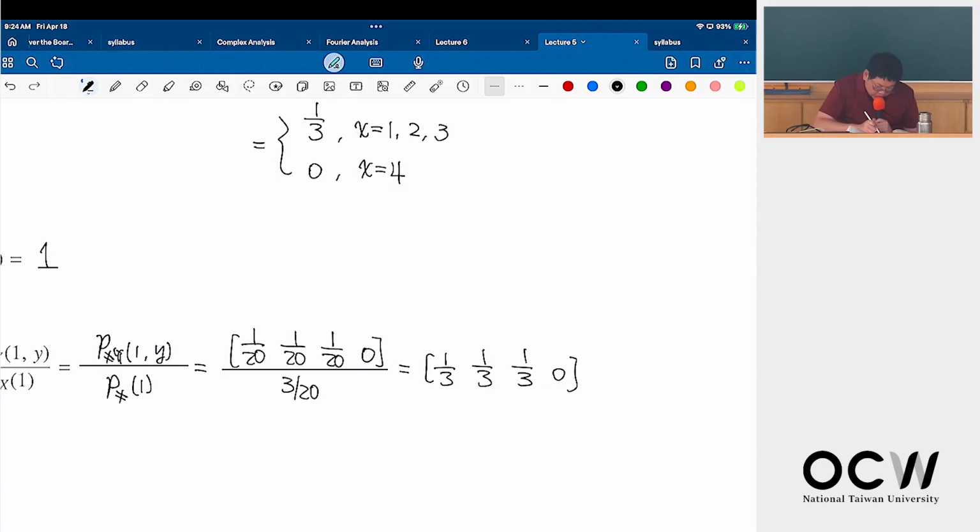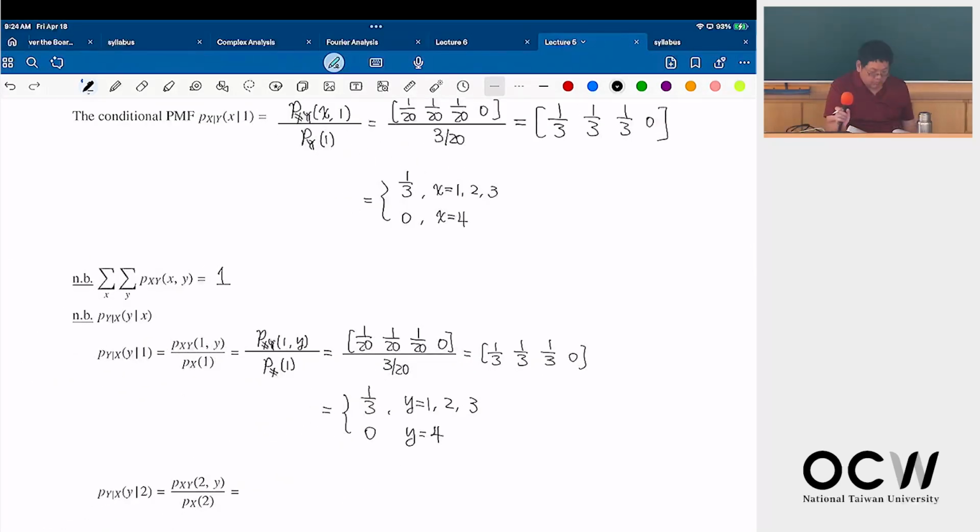So this is also either 1/3 or 0. When y equals 1, 2 or 3, that's 1 over 3. Otherwise, it's 0. Now, similarly, let's find the conditional PMF of y given x equals 2.